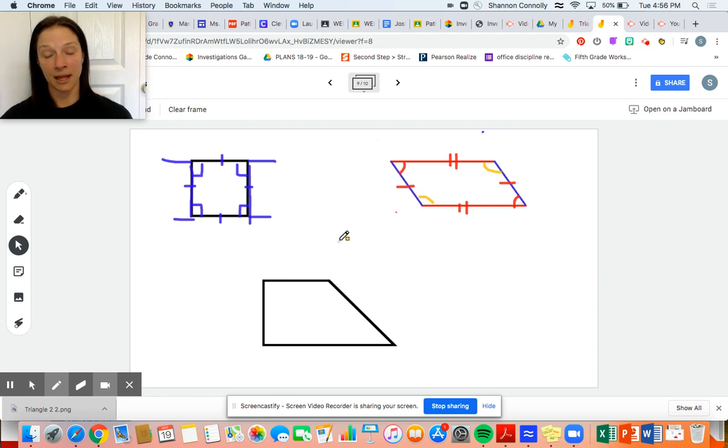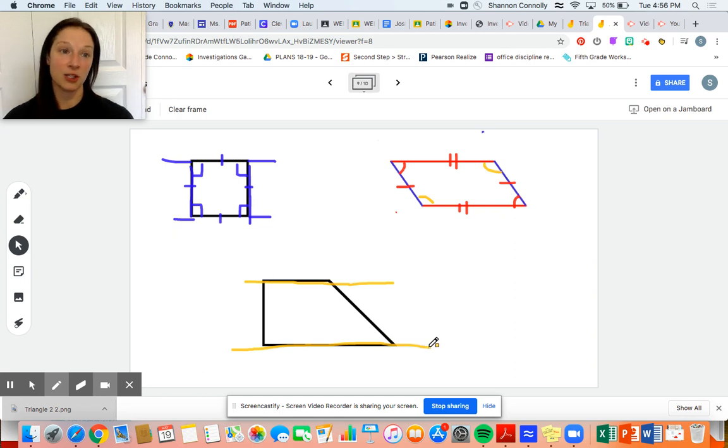Okay? All right, last shape that I'm going to do, and then I'm going to have you choose from some that you want to do. All right, so when I look at this one, I'm thinking about this line, extending it forever, and this line, extending it forever. Okay, and you can do this in your head. I just want to show you what I'm talking about. I see one pair of parallel lines.